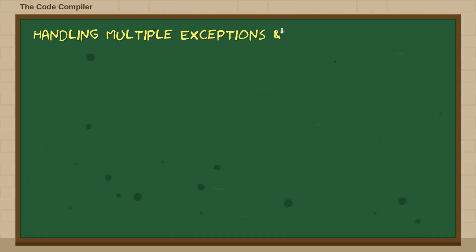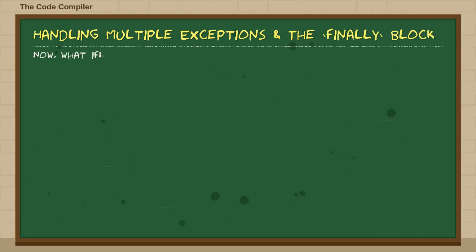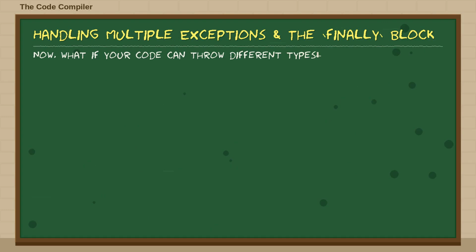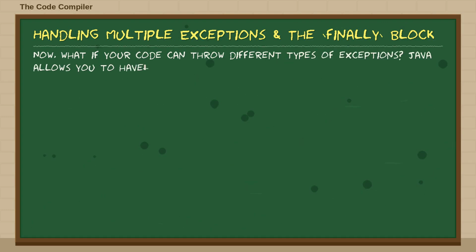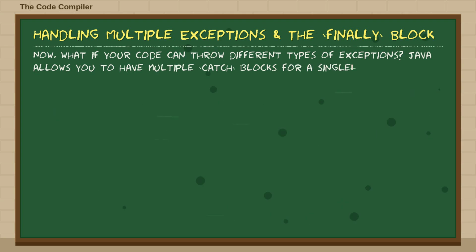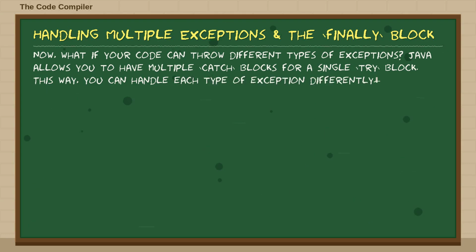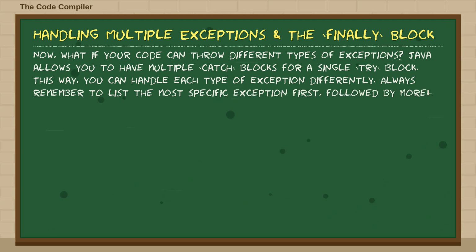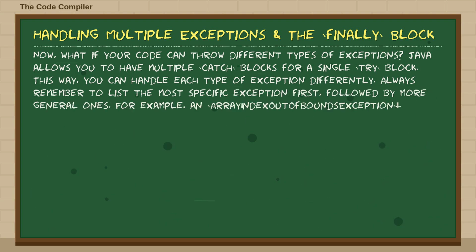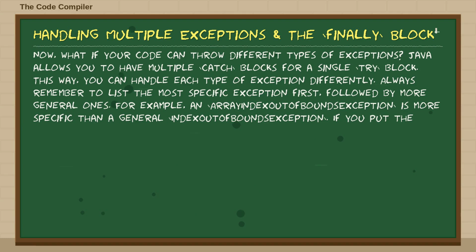Now, what if your code can throw different types of exceptions? Java allows you to have multiple catch blocks for a single try block. This way, you can handle each type of exception differently. Always remember to list the most specific exception first, followed by more general ones. For example, an ArrayIndexOutOfBoundsException is more specific than a general IndexOutOfBoundsException. If you put the general one first, the specific one will never be reached.